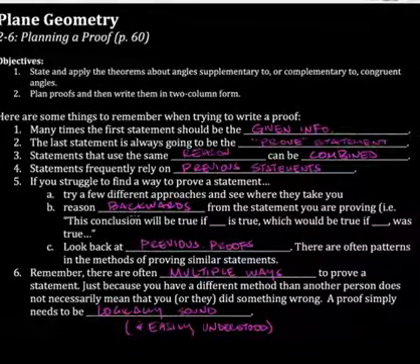A lot of times you want to reason backwards from whatever it is you're trying to prove. And by reasoning backwards, what I mean is you look at what it is you're trying to prove and say, okay, if I'm supposed to prove two angles congruent, what reasons have I learned so far that would make two angles congruent? And do I see anything that would apply in this particular diagram? And then you just go, this conclusion will be true if such and such is true, which would be true if something else was true, and so on and so forth.